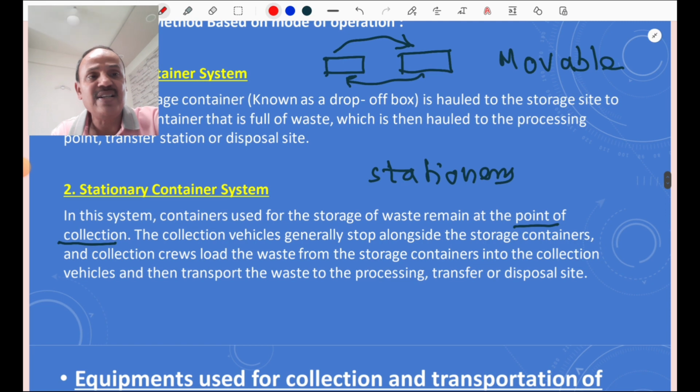Stationary container system. In this system, containers used to store the waste remain at the point of collection. The collection vehicle generally stops alongside the storage containers, and the collection crew load the waste from the storage container into the collection vehicle and then transport the waste to the processing, transfer or disposal sites.